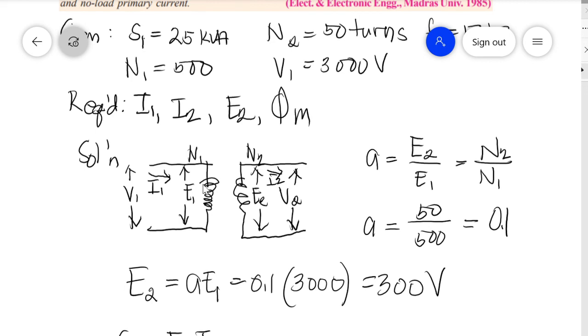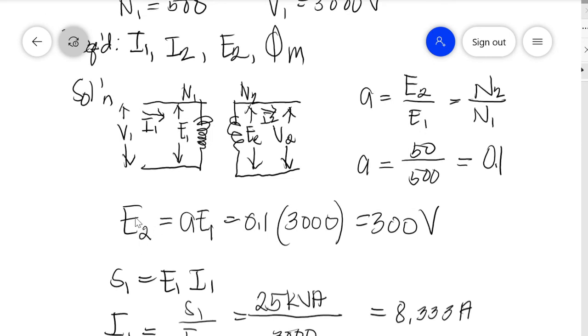So this is our circuit diagram. We have here the turns at the primary, and this one is the turns at the secondary. Your I1, of course, is to the right. I2 is to the right also, going to the load. This is your input voltage, and this is your output voltage, V2. E1 is the induced EMF at primary, E2 is the induced EMF at secondary. So turns ratio A is equal to E2 over E1 is equal to N2 over N1. Solving your turns ratio is equal to 50 turns divided by 500 turns at the primary, is equal to 0.1.